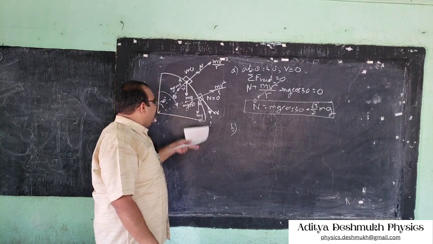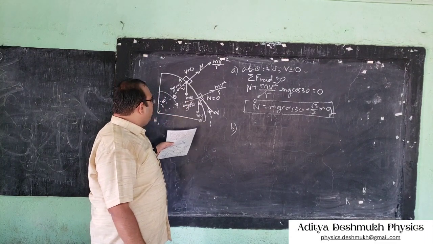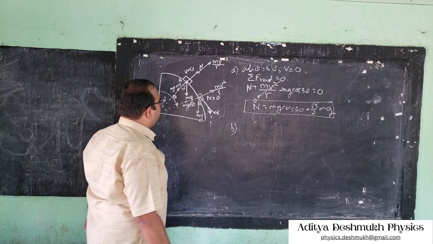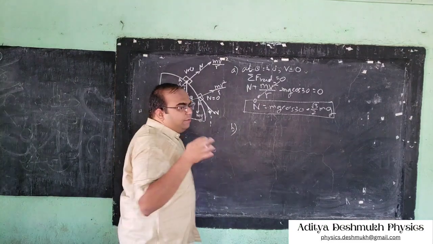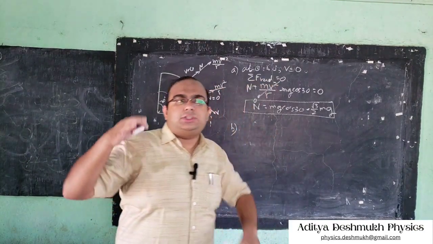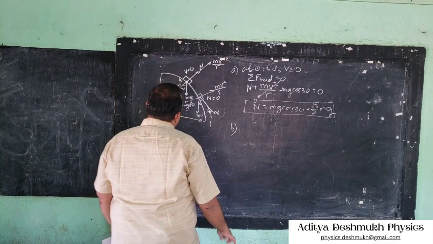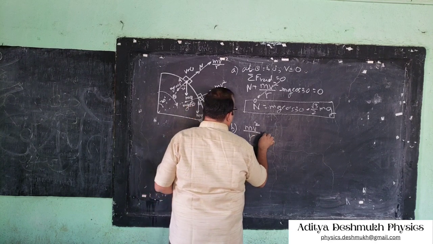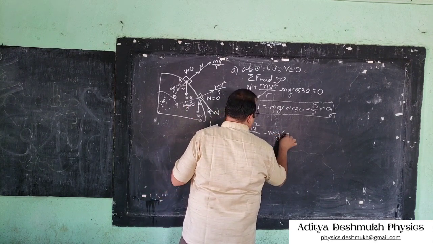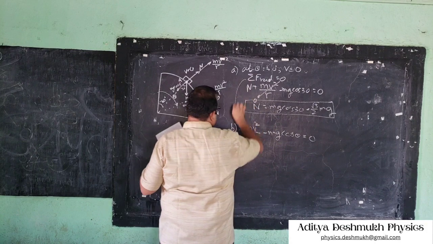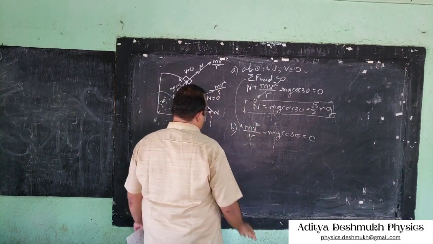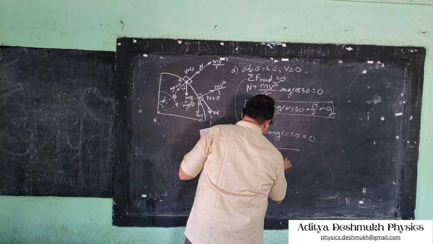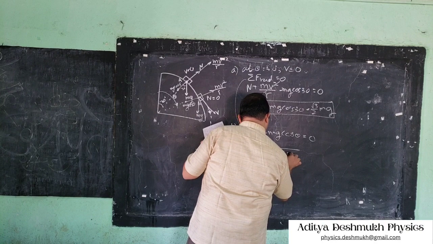So when it leaves the contact, the normal reaction will be 0. Normal reaction will be 0 because for us to have normal reaction, there should be contact between two surfaces. So here mv square by r minus mg cos theta will be 0. Same, summation of F radial equal to 0. So from this my v will be square root of rg cos theta.